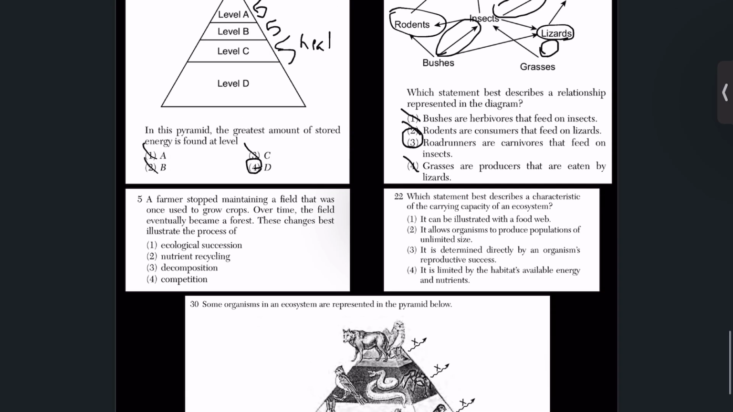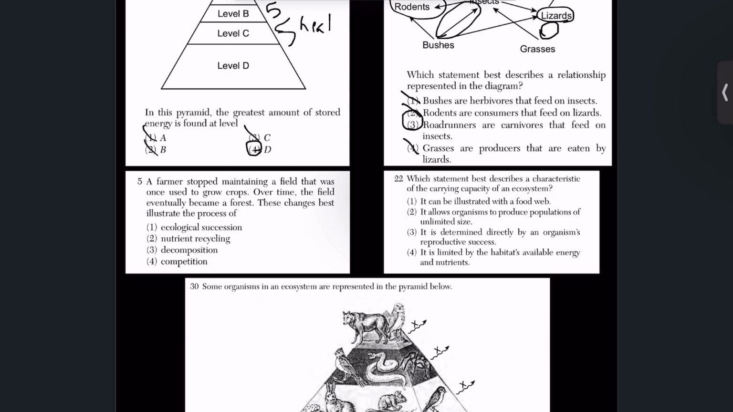We'll go down here to number 5. It says, a farmer stopped maintaining a field that was once used to grow crops. Over time, the field eventually became a forest. These changes best illustrate the process of... Number 1 is ecological succession, and this would be our best answer because, as we remember, succession is when there are predictable changes that occur in an ecosystem. So we have a field, it has soil, and then over time it eventually becomes a forest. So this would represent secondary succession.